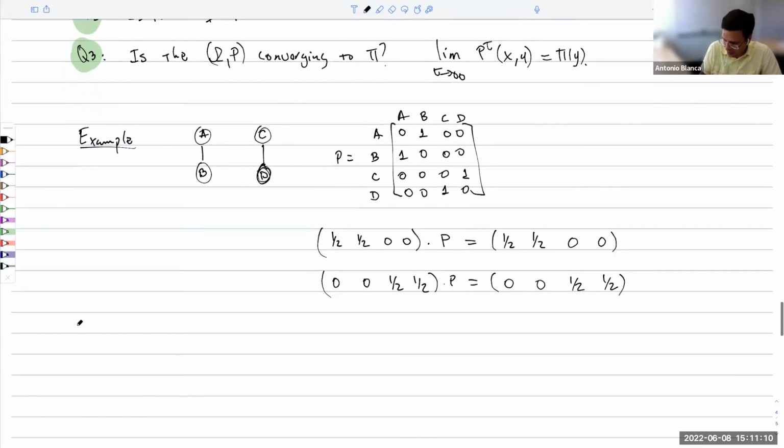The other thing that can go wrong is if you have some kind of period in your distribution, this limit may not exist. So consider a random walk on a bipartite graph.